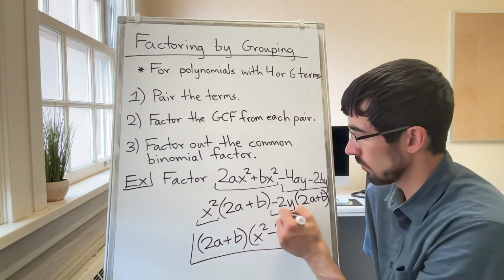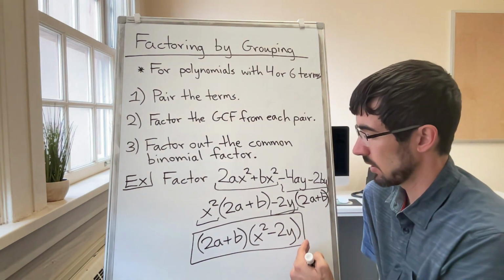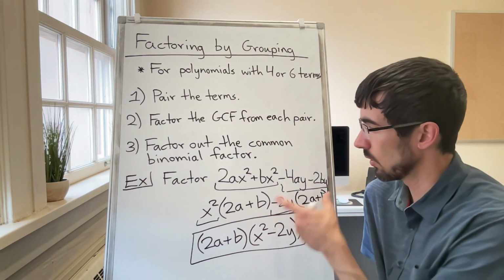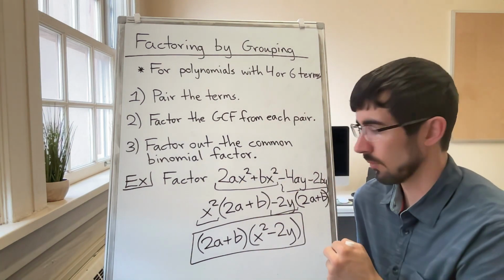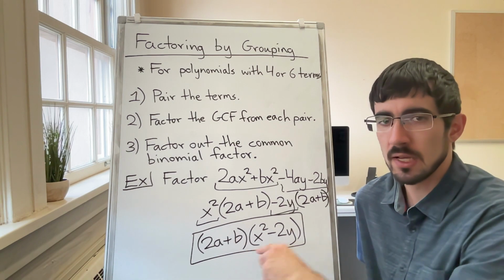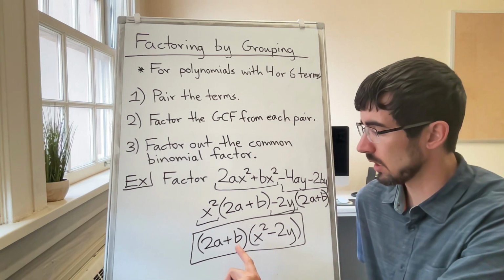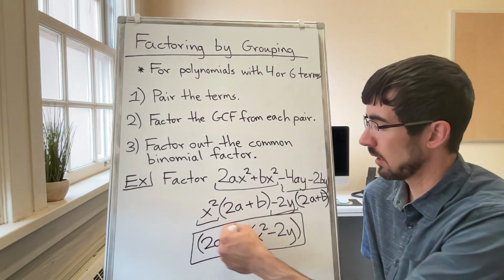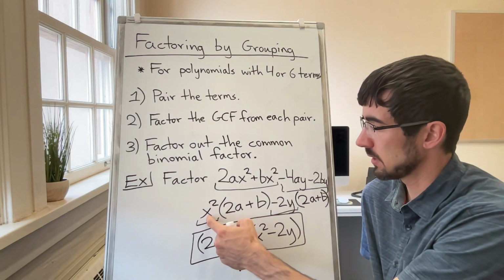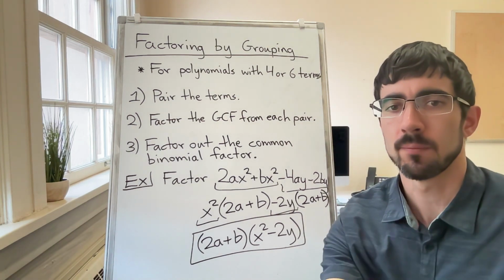So here's the final result of factoring by grouping. 2a plus b times x squared minus 2y. That's the factored form of this polynomial. Notice that I did not write the 2a plus b twice. I factored it out. You only write it once, not twice. And then I wrote in another set of parentheses the remaining pieces, the x squared minus 2y.